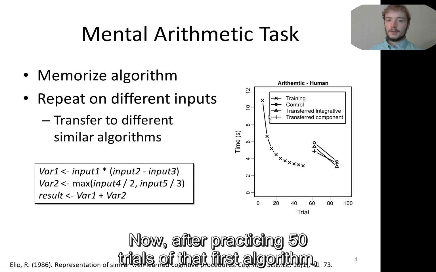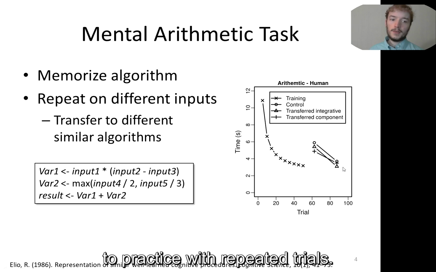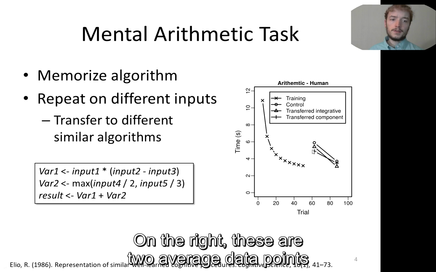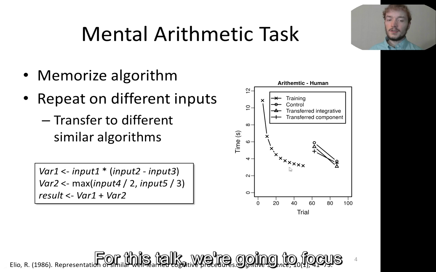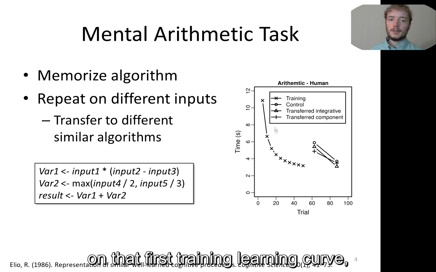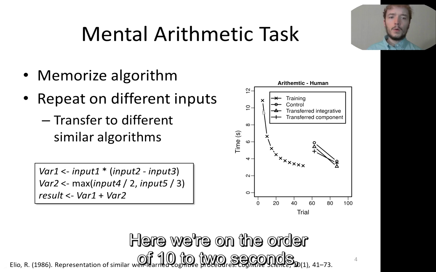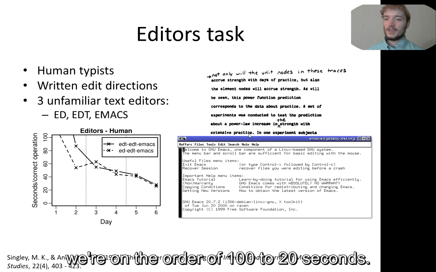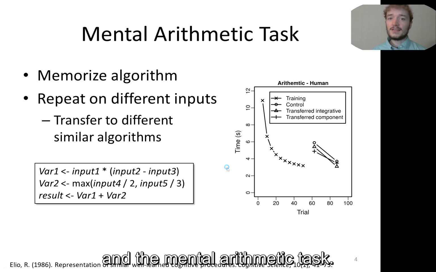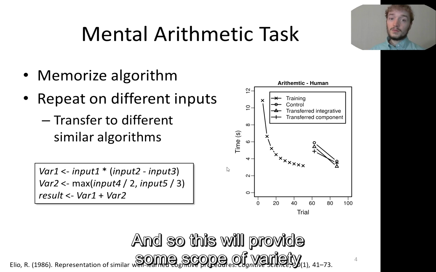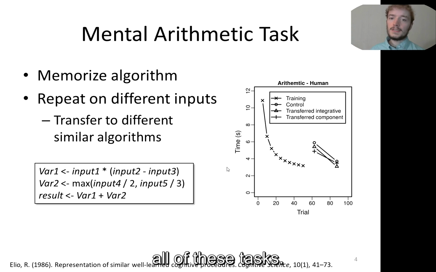Now, after practicing 50 trials of that first algorithm, subjects were given a new algorithm that was different to practice with repeated trials. On the right, these are two average data points of that transfer case. Don't worry about the details of that. For this talk, we're going to focus on that first training learning curve, and specifically notice the time scale of this task compared to the editor's task. Here we're on the order of 10 to 2 seconds, whereas with the editor's task we're on the order of 100 to 20 seconds. So there's an order of magnitude difference between the complexities of the editor's task and the mental arithmetic task. And so this will provide some scope of variety for our single model that needs to be able to do all of these tasks.